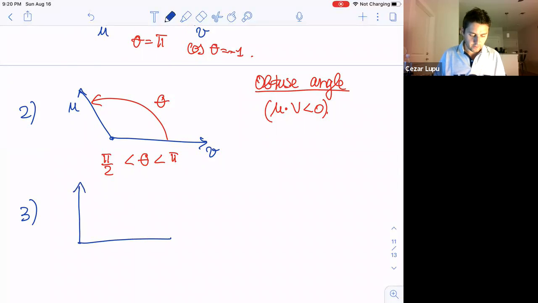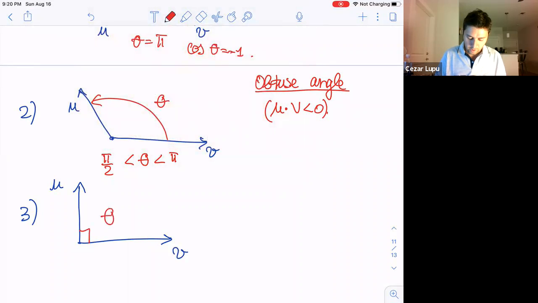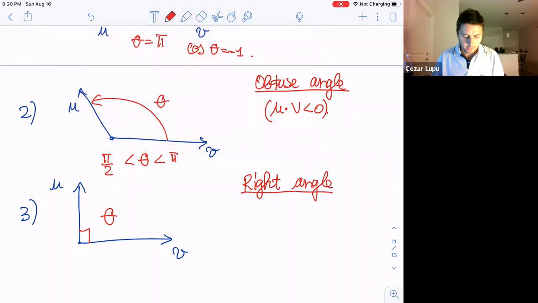Now the third situation is when we have a right angle. The vectors will be called perpendicular, u and v. And here the angle theta is a right angle. The dot product of u and v is 0, and in this case, theta is pi over 2.